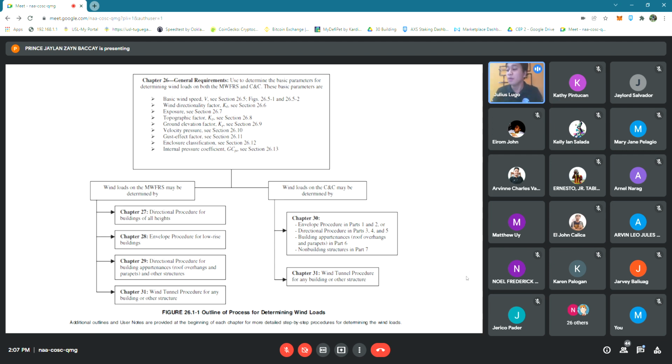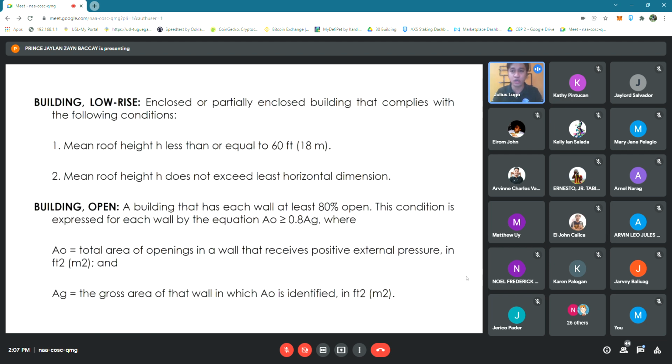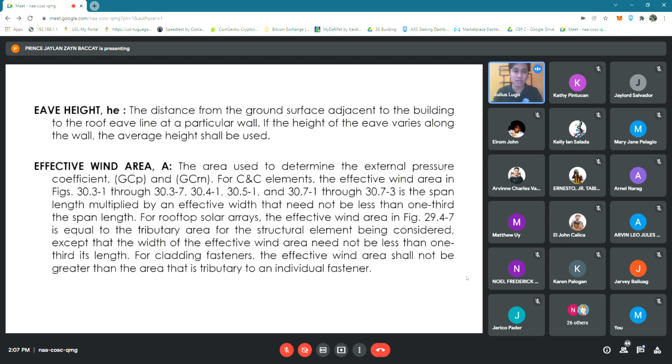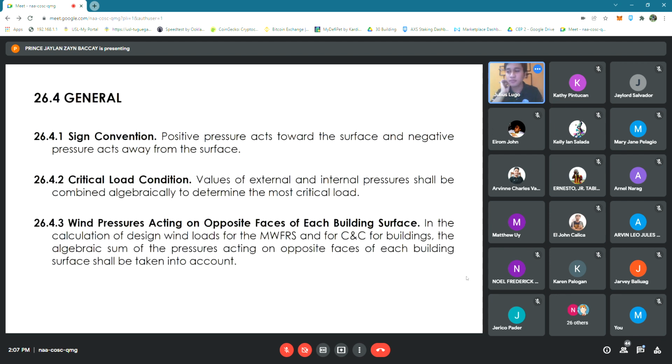Okay, proceed tayo sa 26.4. Dito sa 26.4 tayo, general. Hanapin mo lang yung general. Sige, baba ka pa. Okay, lagpasan na natin yung mga yun. Ayun. Balik ka. Ayan. So, ito yung general natin. Okay, so for the sign convention, if the pressure of the wind is actually acting towards the object, it is positive. Okay, if it acts away from the object, it is negative. Okay, so that's the sign convention.